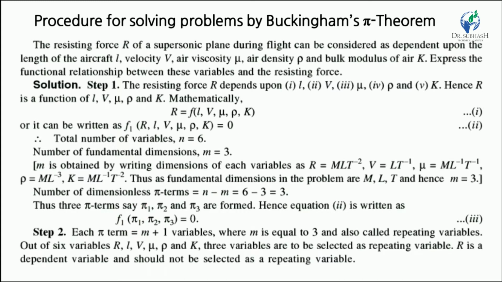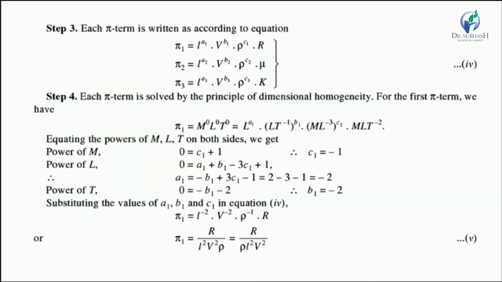Now each pi term has some variables. How many variables are there in each pi term? That is defined by m plus 1. So m is the number of fundamental dimensions, 3, and 3 plus 1 is 4. So each pi term has 4 variables. Okay, so now we write pi 1, pi 2 and pi 3. We have 3 pi terms and each pi term has 4 variables.